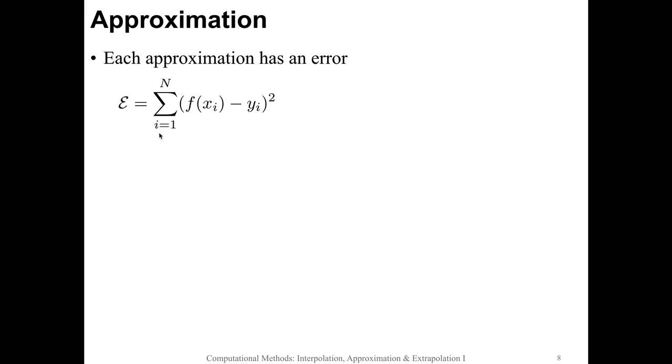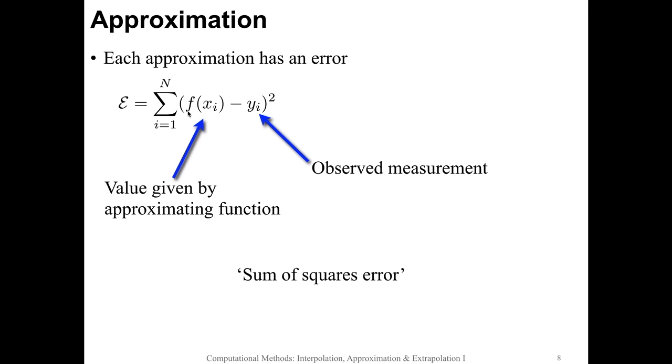So we make a summation here. The index i ranges from 1 up to n, and we're looking at the difference between the function evaluated at the x_i location and the actual measurement y_i at that location, and we're squaring all those differences and adding them together. So here's our value given by the approximation function, here's our observed measurement, and this just reiterates the fact that we're talking about a sum of squares error.